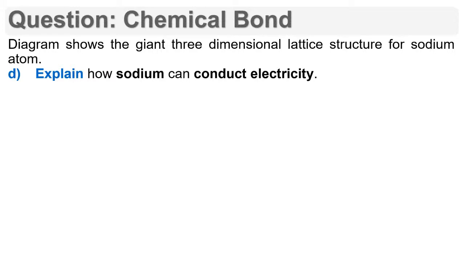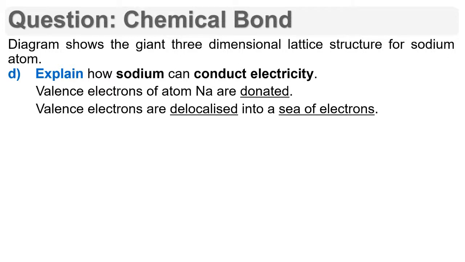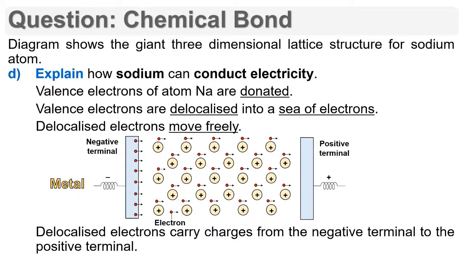Sodium consists of metal atoms only. So how does sodium conduct electricity without having free-moving ions? Since sodium atoms are closely packed and orderly arranged, valence electrons of sodium atom are donated easily. Valence electrons are delocalized into a sea of electrons. Delocalized electrons move freely. Delocalized electrons carry charges from the negative terminal to the positive terminal.